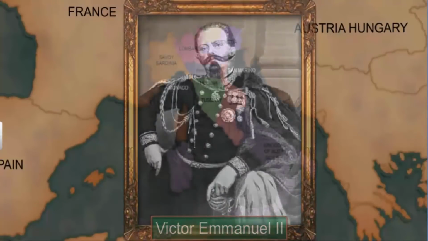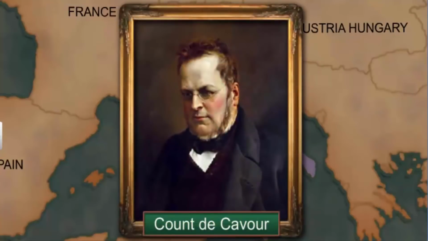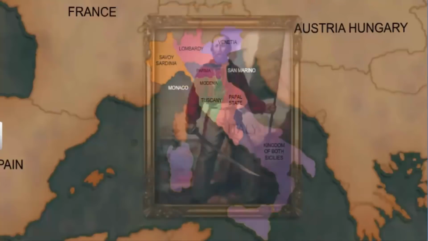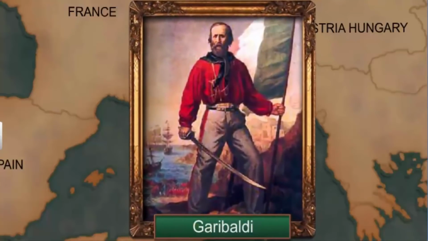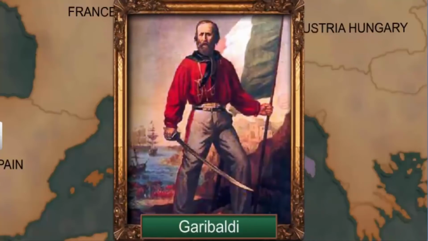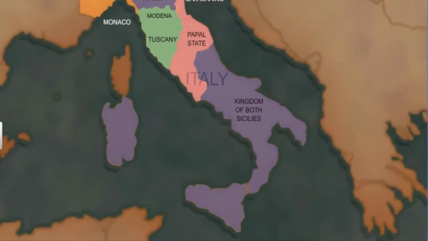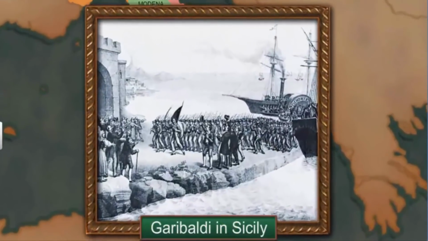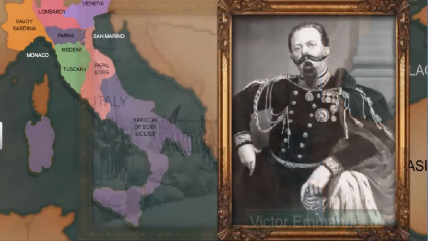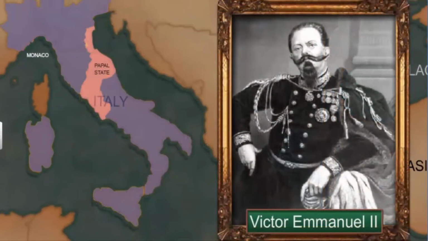The Chief Minister of Piedmont, Count Camillo di Cavour, helped the king in forming an alliance with France, and they defeated the Austrian forces in 1859. Another person who played an important role was Giuseppe Garibaldi. He joined the war along with his armed volunteers called the Red Shirts. In 1860, Garibaldi and his troops drove out the Spanish rulers. In 1861, Victor Emmanuel II was announced King of United Italy.